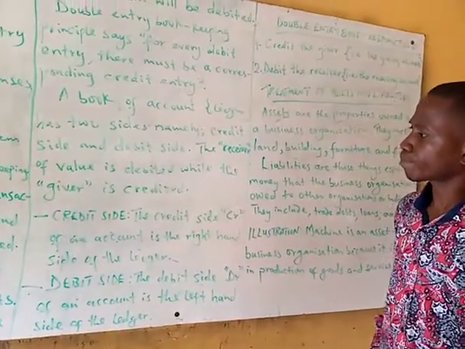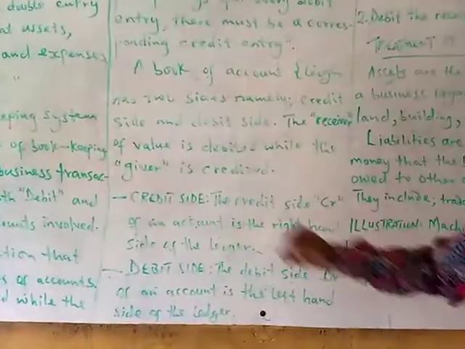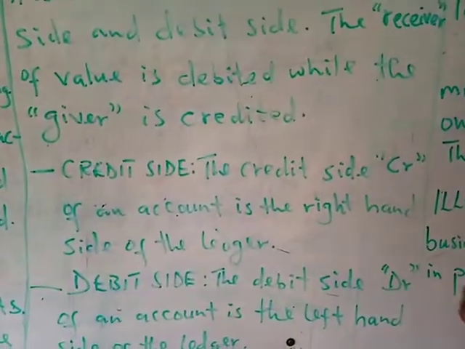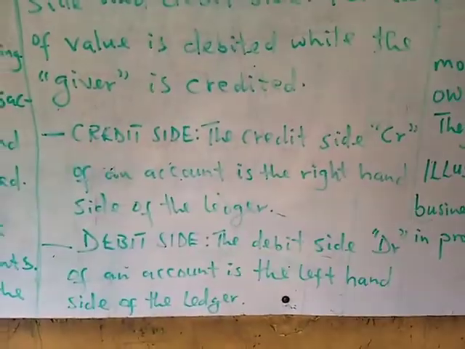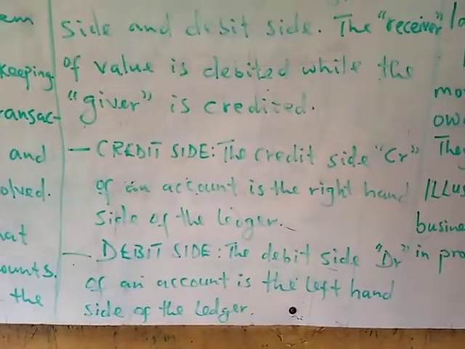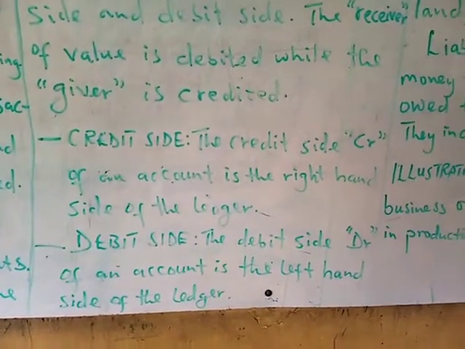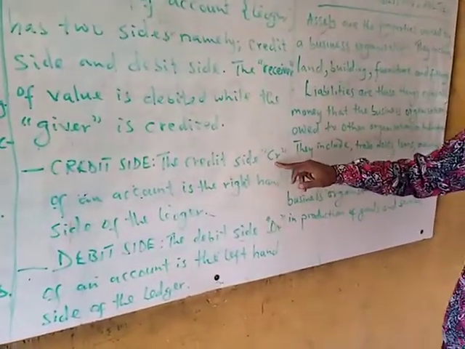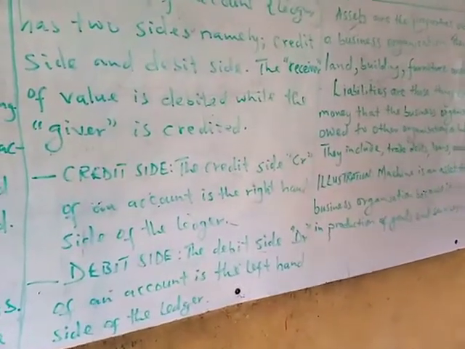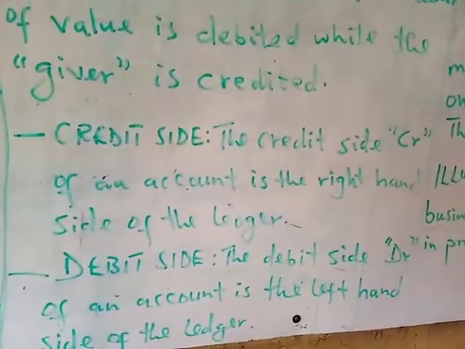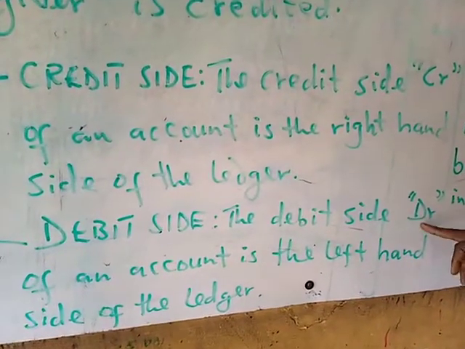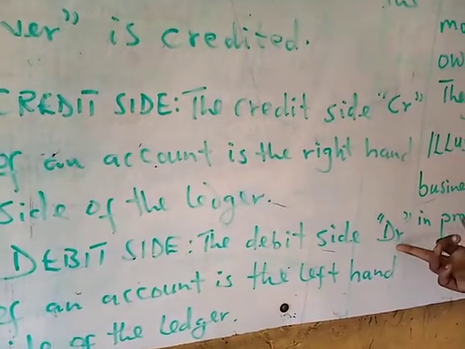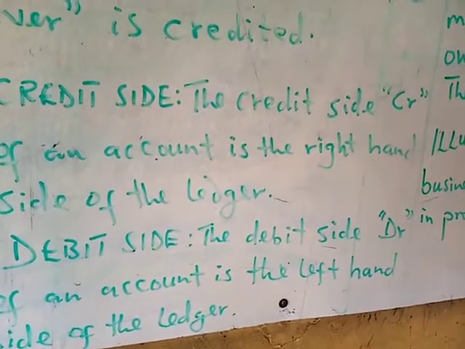So having said that, we have here what the credit side means. The credit side on your ledger is denoted by CR. The CR of an account is the right hand side of the ledger, like we have said. On the right hand side, you have the credit, and this is the sign we use for credit. Then the debit side is denoted by DR.